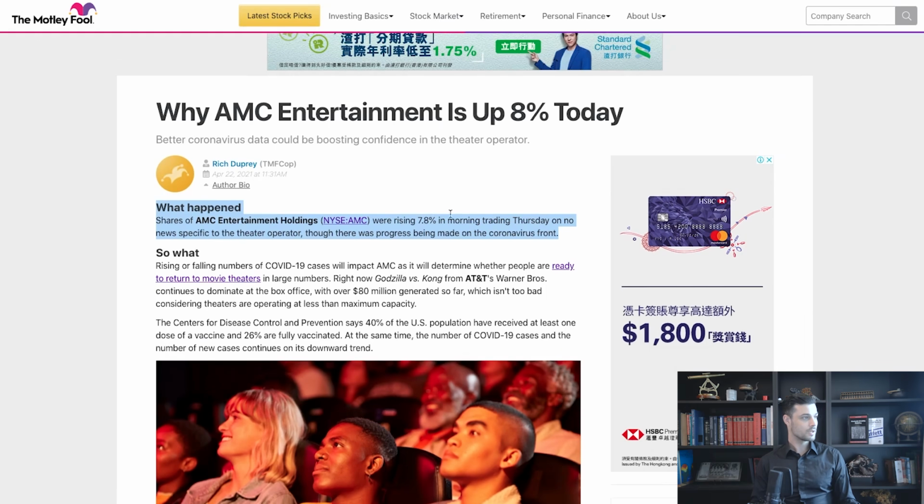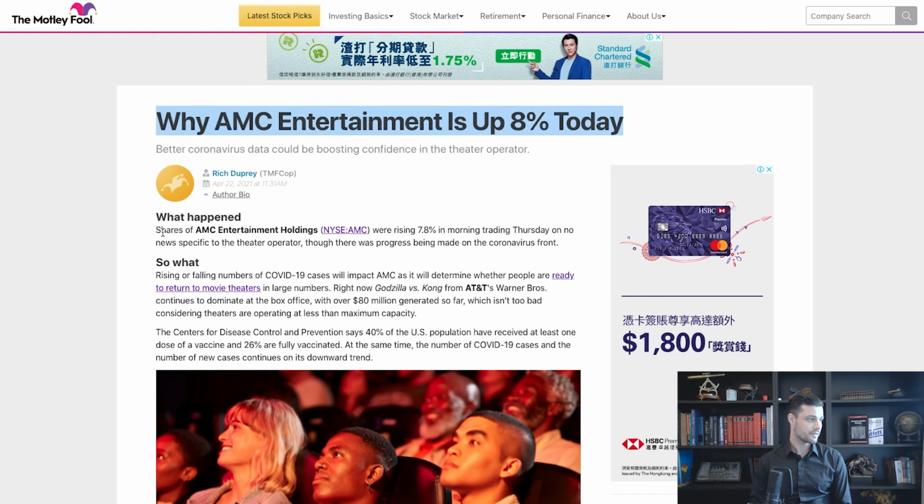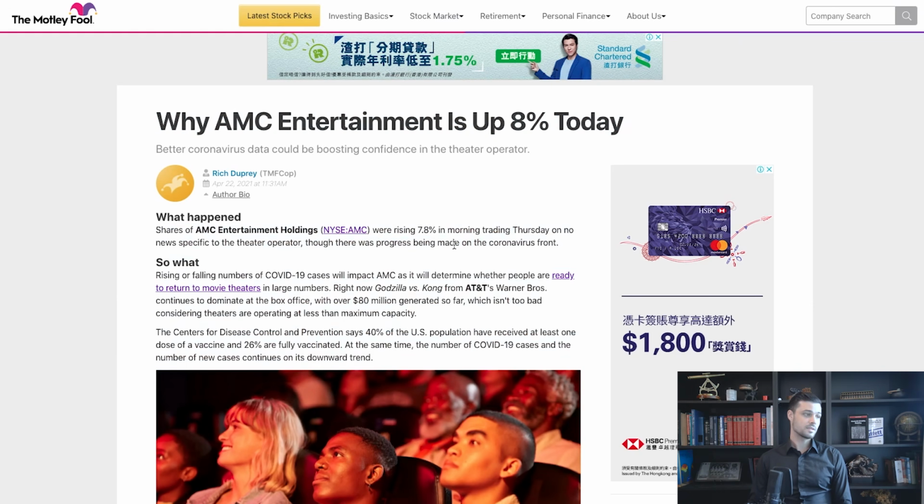Now, let's go quickly on the news. If you want to understand why AMC went up this week, you just check some articles, and most of the things I find is stuff like this. Shares of AMC were rising 7.8% in morning trading Thursday on no news specific to the theater operator, though there was progress being made on the coronavirus front.